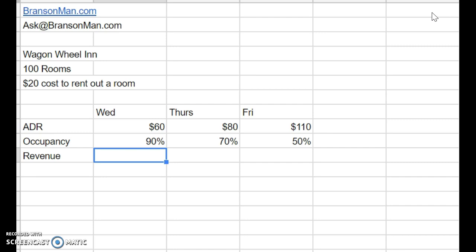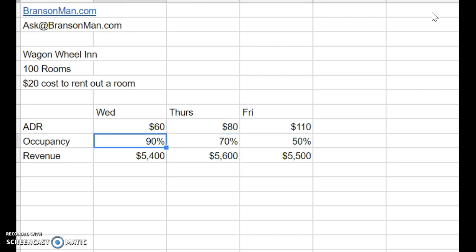If we multiply $60 times, right here, $60 times 90 rooms is basically what that is. We see we brought in $5,400 of revenue. Thursday, we're going to speed this along, $5,600. You see where this is going. And Friday, $5,500. Okay, so the winner, it's actually pretty close.